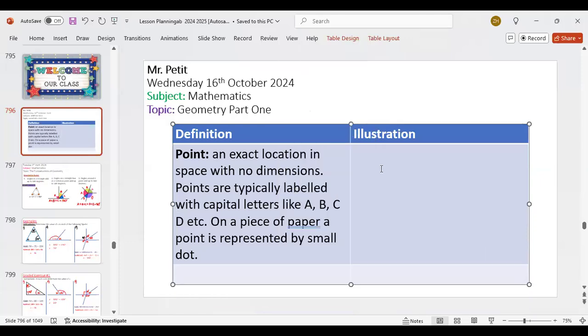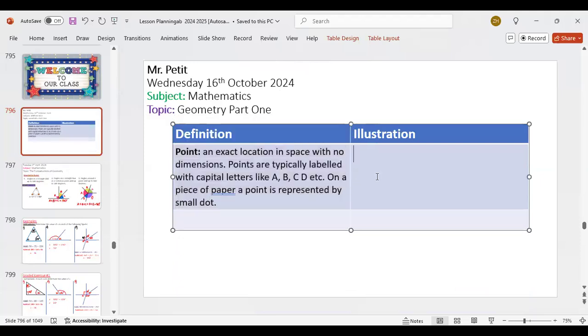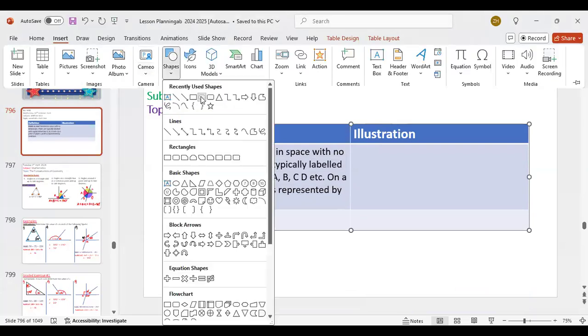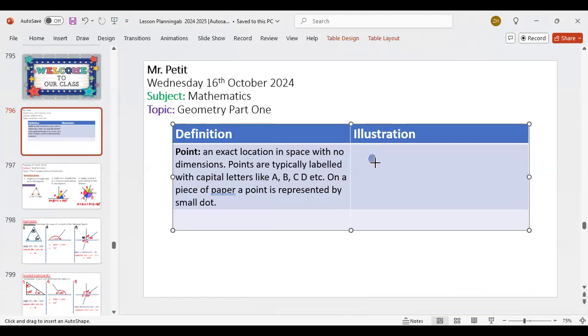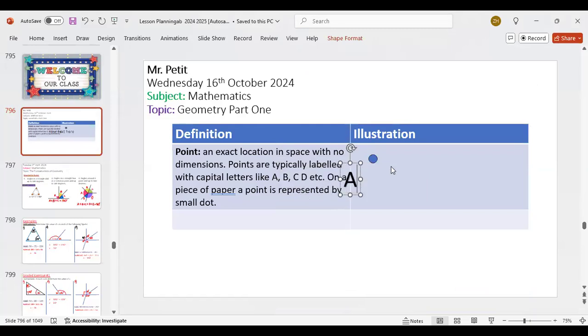Okay, so let's draw our points. So let me decrease this so the rest of it. All right, so if we were to just insert a point, we can say that this is a point right there. And we can call this point A. So this right there is point A.